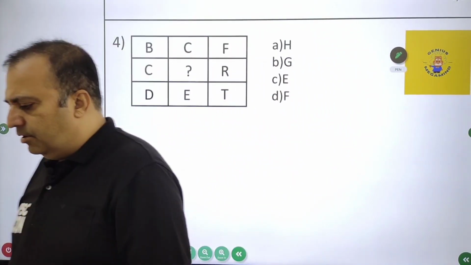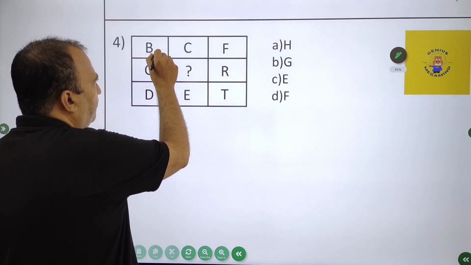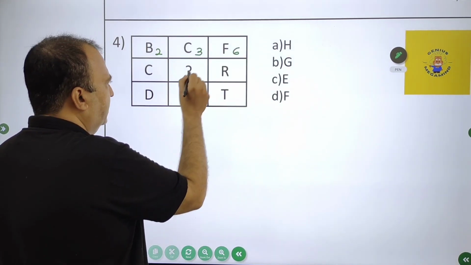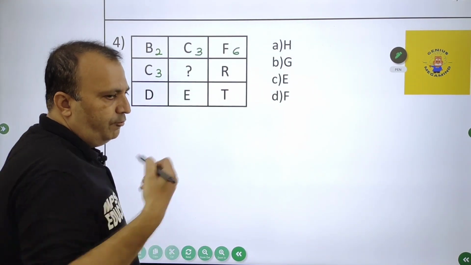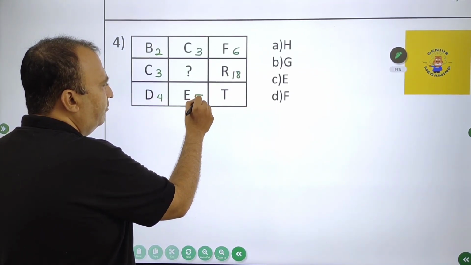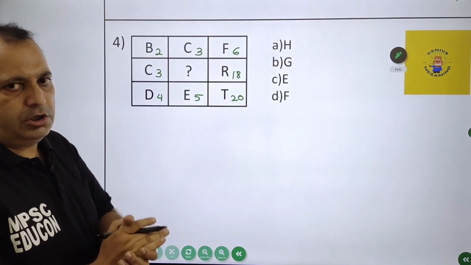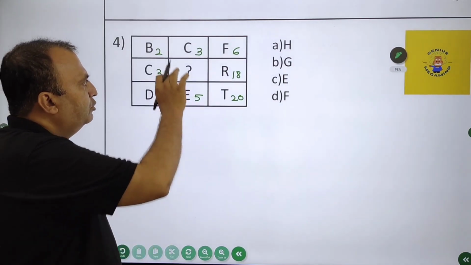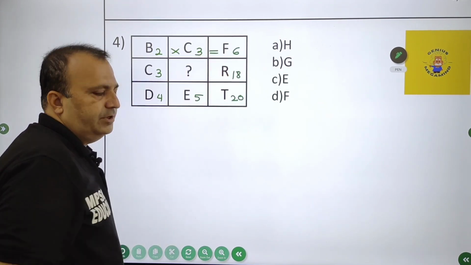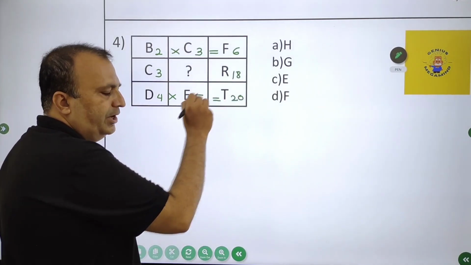So I'll just assign numbers to each and every letter. So B is 2, C, my friends, is 3, and F is 6, then C is 3, question mark obviously I have to find out, R is 18, D is 4, E is 5, and T is 20. Just looking at each and every row, what do I find over here? So I am going to check out row wise. So my friends, 2 into 3 will be 6, agreed. Now 4 into 5 will be 20 as such.